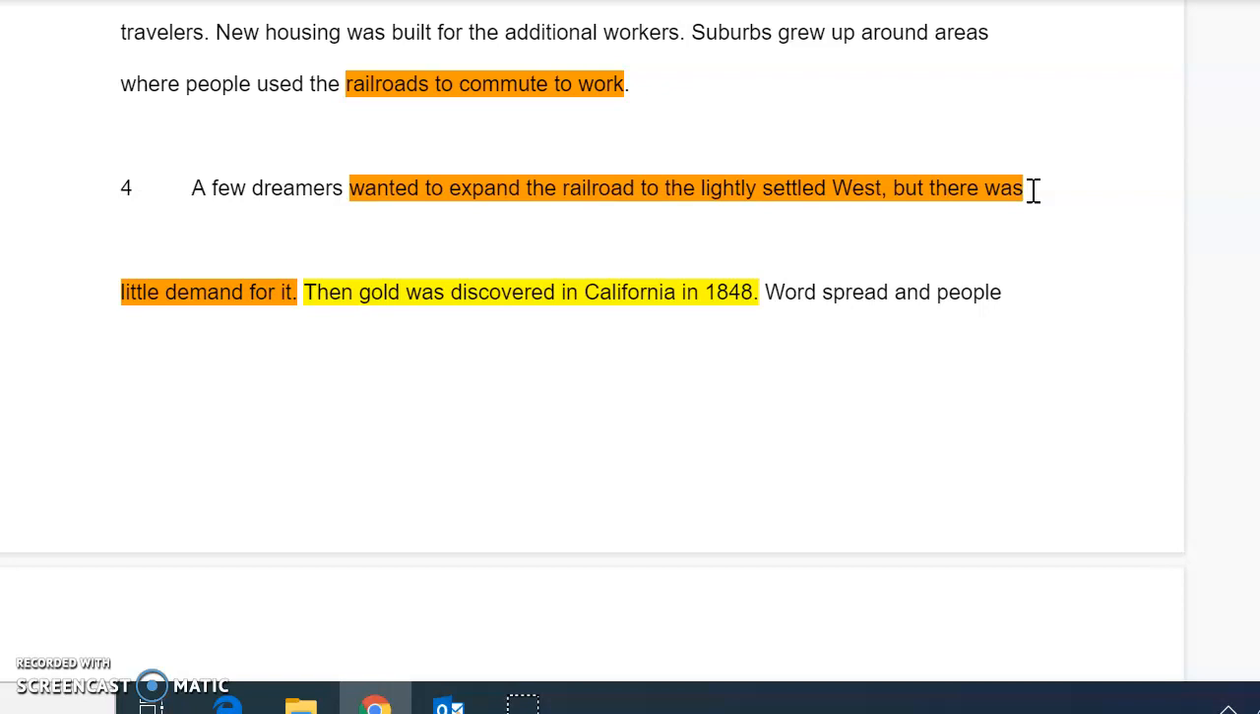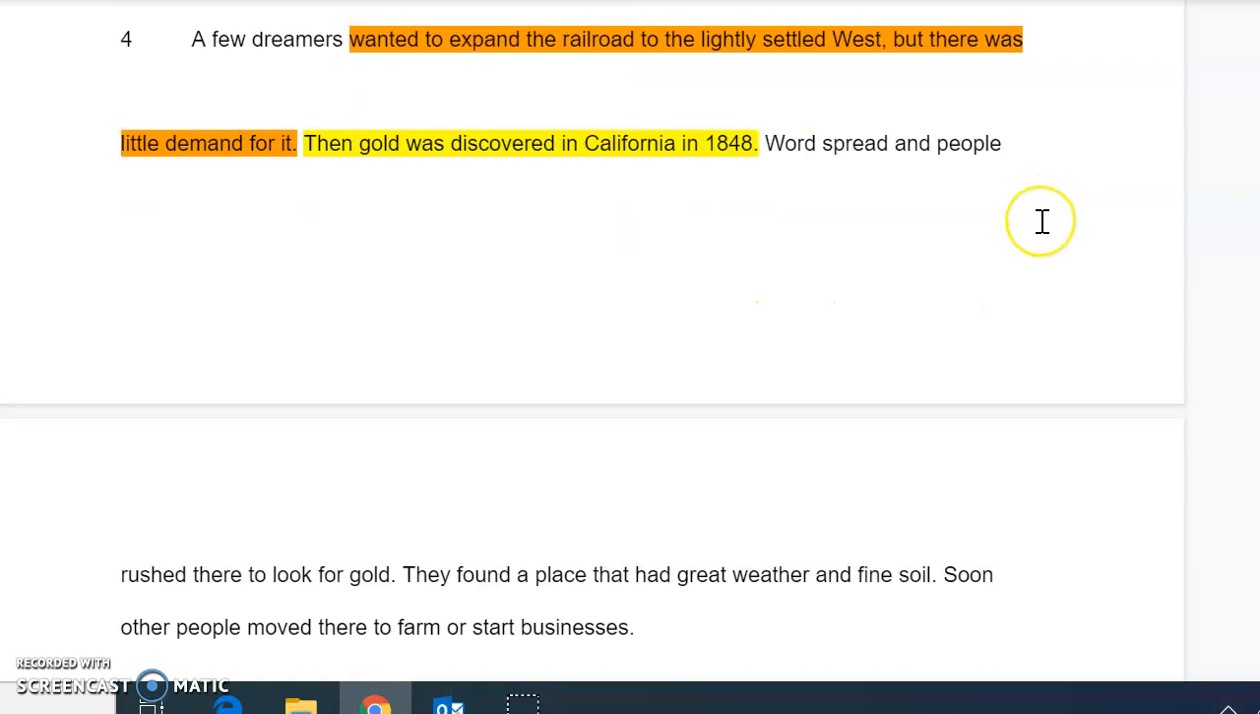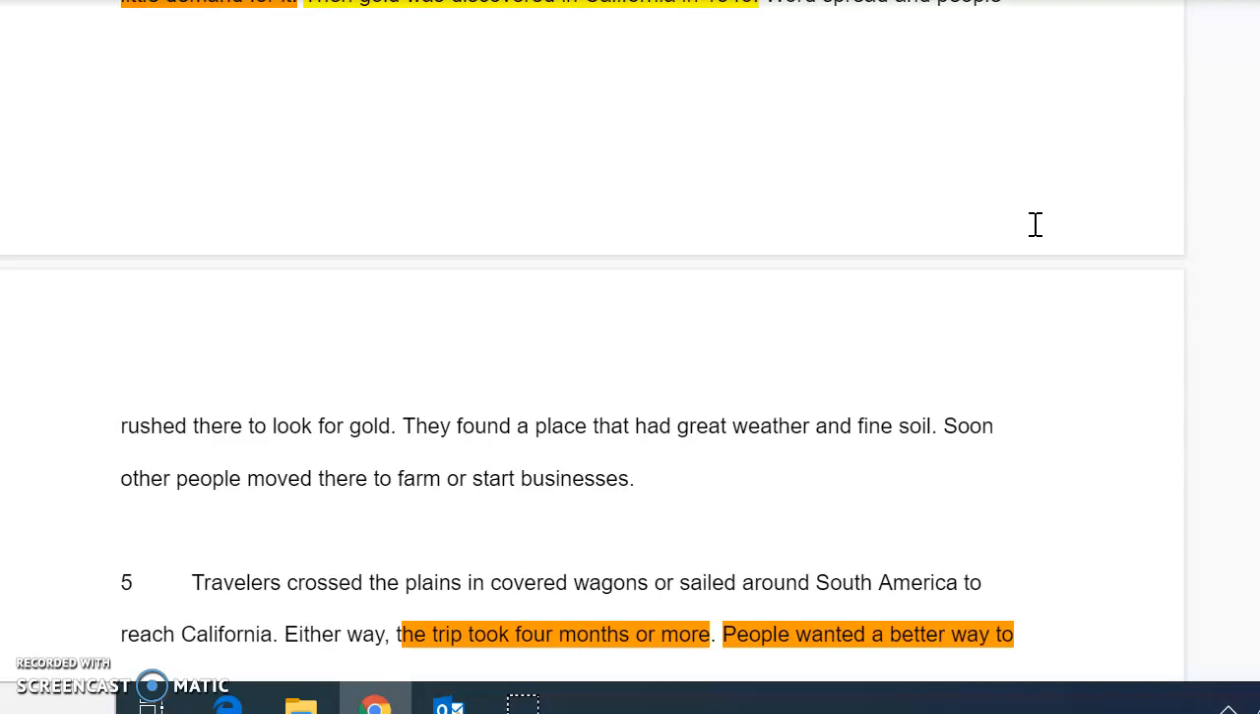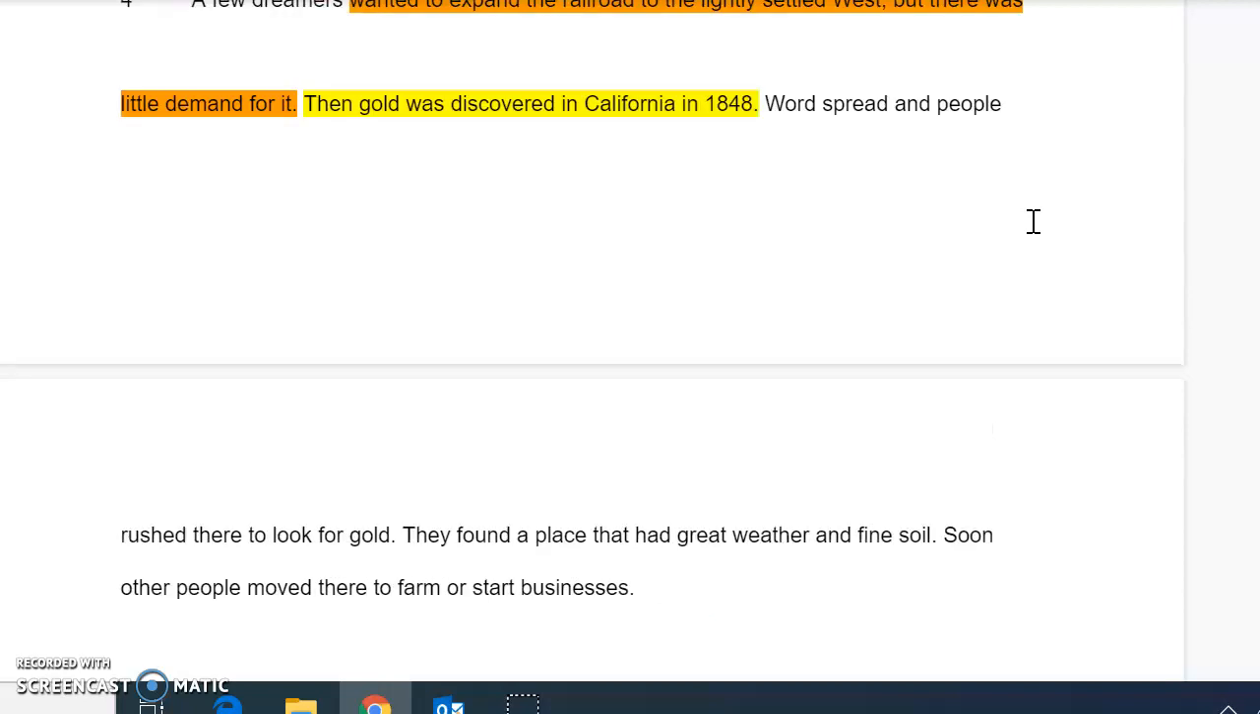A few dreamers wanted to expand the railroad to the lightly settled West, but there was little demand for it. Then gold was discovered in California in 1848. Word spread and people rushed there to look for gold. They found a place that had great weather and fine soil. Soon, other people moved there to farm or start businesses.